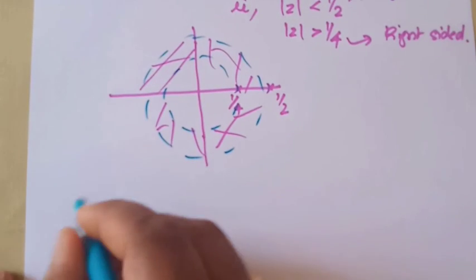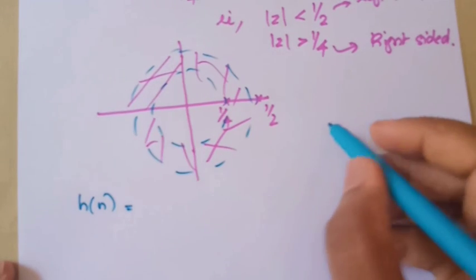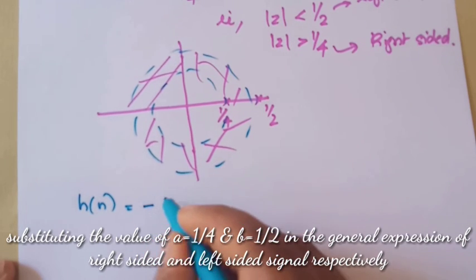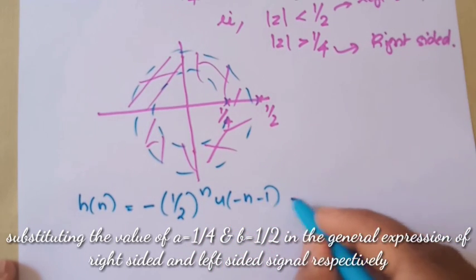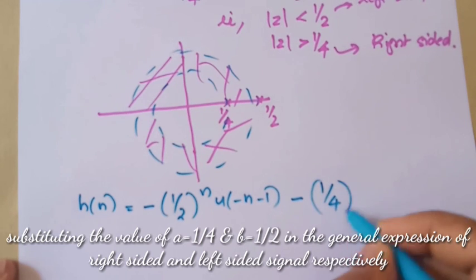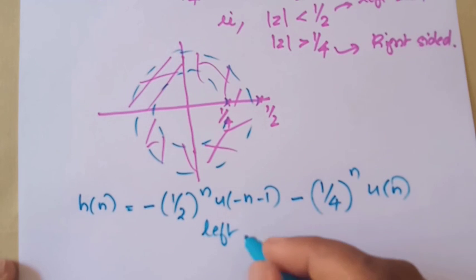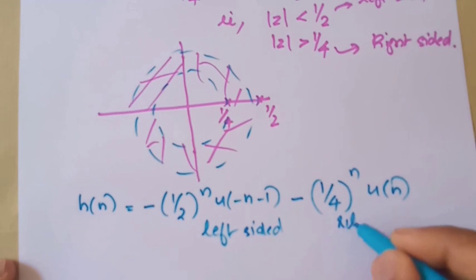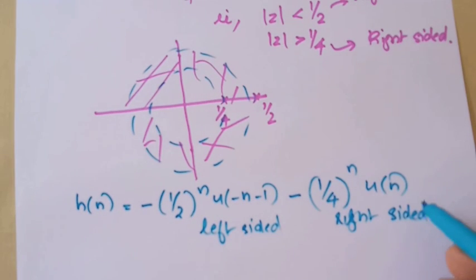We will write the impulse response h(n) by considering one as a left-sided signal and the second as a right-sided signal. Here h(n) equals minus (1/2)^n u(-n - 1) minus (1/4)^n u(n). The first one is the general expression for the left-sided signal, and the second one is for the right-sided signal: a^n u(n) and minus b^n u(-n - 1) respectively for right- and left-sided signals. Thank you.